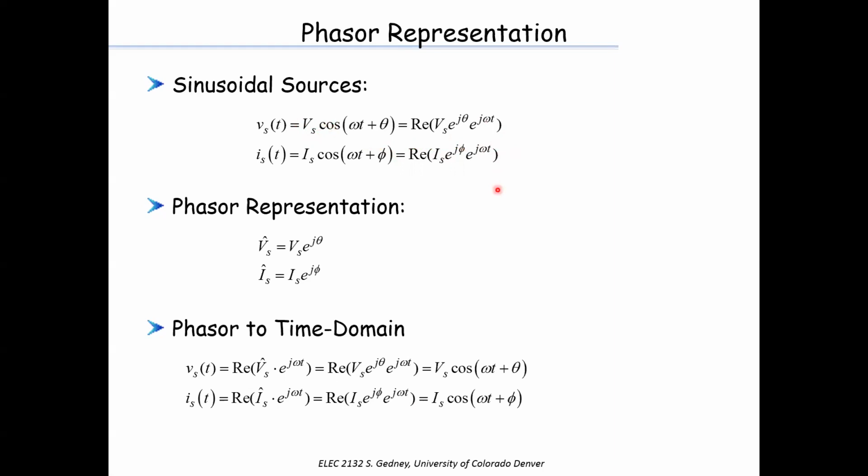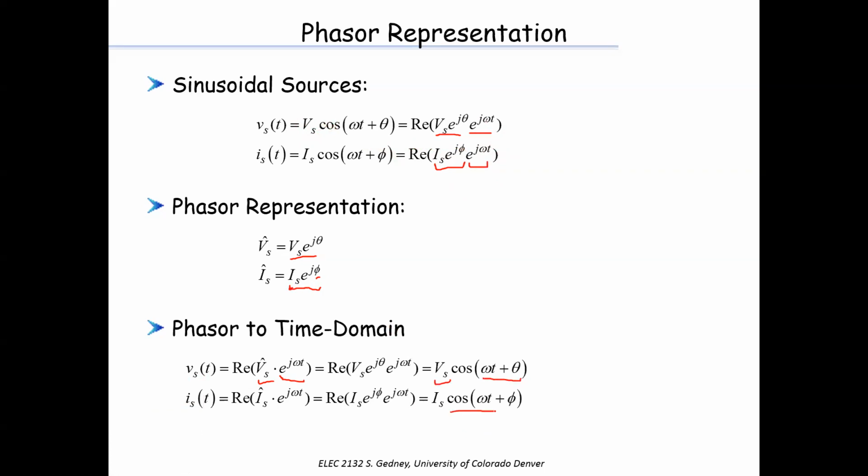And we can similarly express my current source in the same way. I can take the magnitude and phase of this term, extract it from the time dependence, and we call that the phasor current, which has a magnitude of Is and a phase of phi. I can rewrite Vs, my voltage source, in terms of the phasor, magnitude Vs e to the j theta, which is a phase theta, times e to the j omega t. If I ever want to revert from the phasor domain back to the time domain, I can take the real part of the phasor times e to the j omega t and recover its peak voltage Vs times cosine omega t plus its phase theta, and similarly for the current.